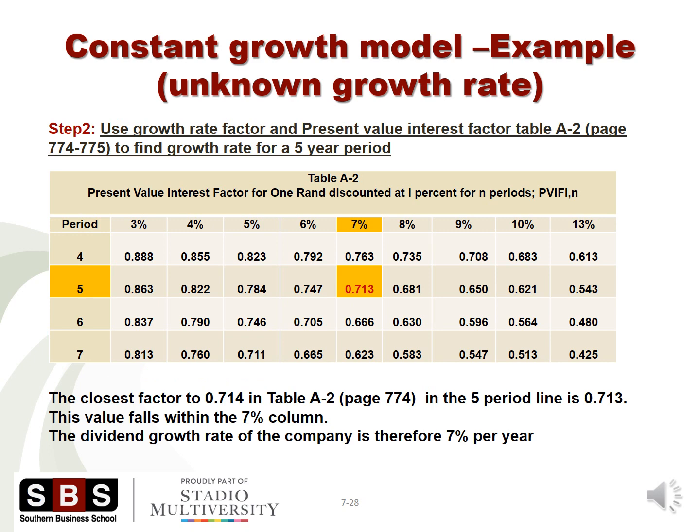These tables look like the following. Here I have an extract of what these tables look like. This is an extract which you will find on page 774, 775 of your prescribed textbook, and it is known as Table A, and it is a present value interest factor table. You will find the same table at the back of the study guide.